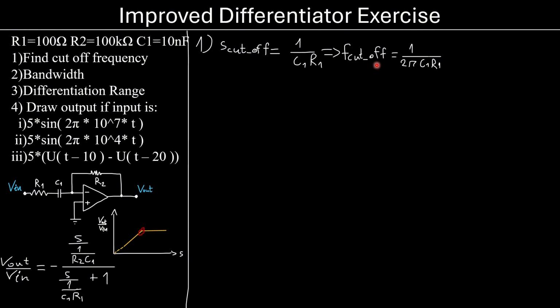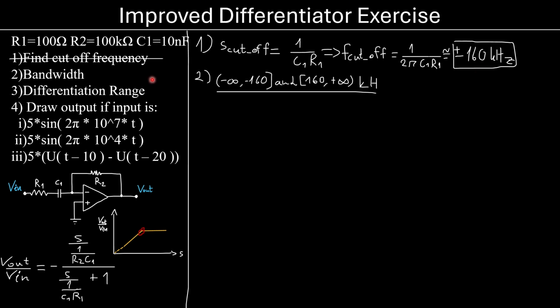S, as we said, is 2 pi f. Why? Because it's the speed, actually. So the cutoff frequency is 1 over 2 pi C1R1. And if I do the math here, it's about 160 kilohertz.